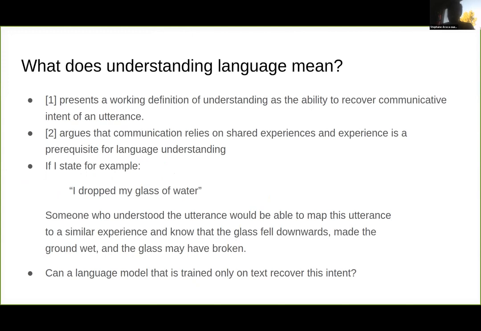So this first paper provides a working definition of understanding as the ability to recover the communicative intent from an utterance. Essentially, if I say, I dropped my glass, you are all able to map that to a time where either you've seen a glass drop or you've dropped a glass yourself, and you can create a mental scene and generate possible outcomes just from that utterance. But language models don't have this experience in the real world, so they can't actually leverage any previous experience for their understanding.